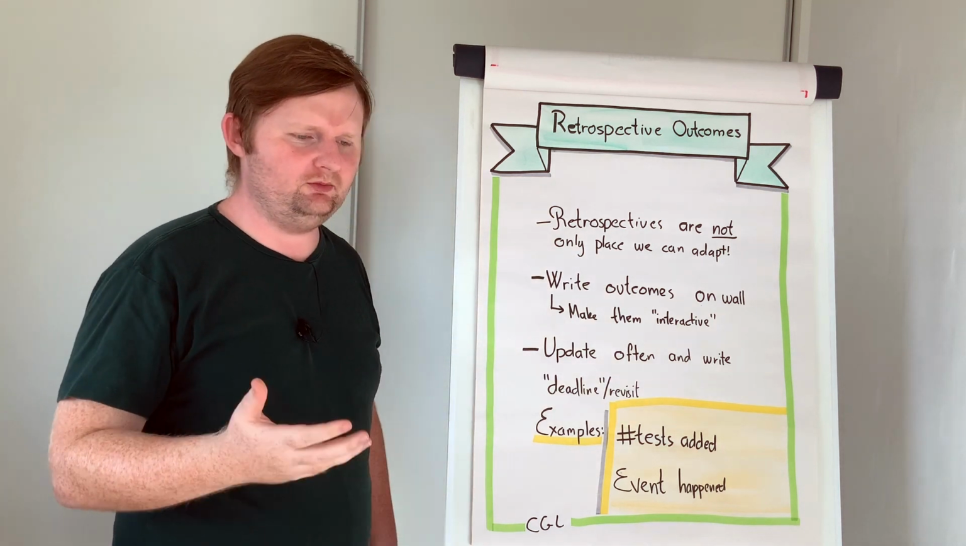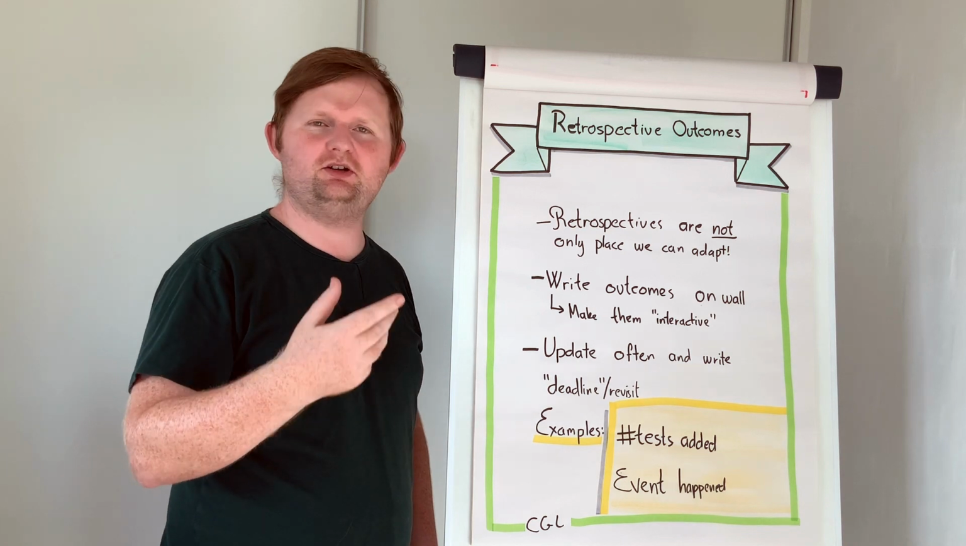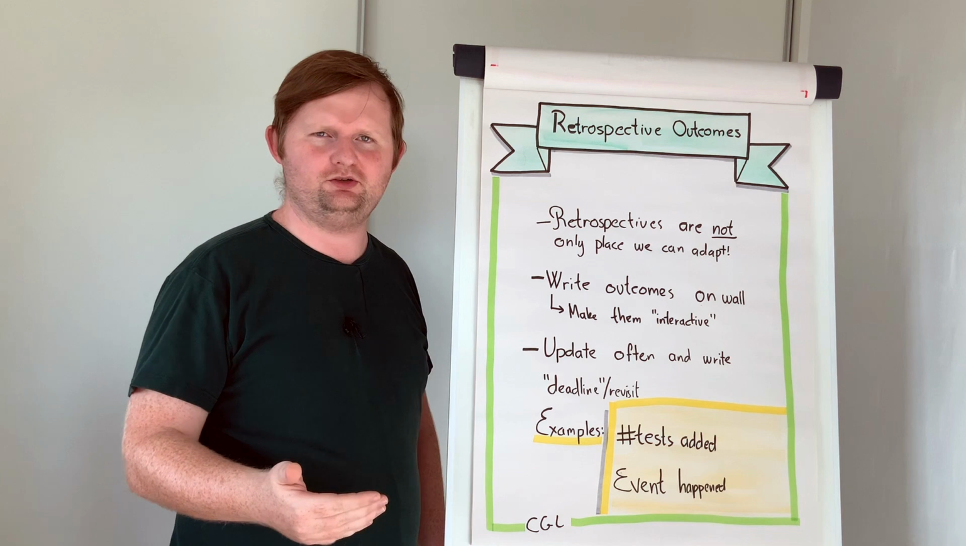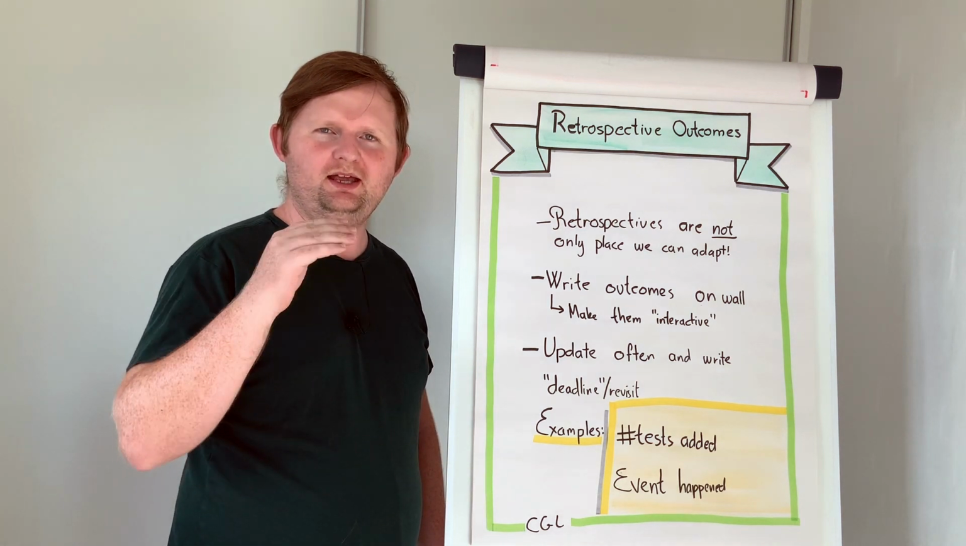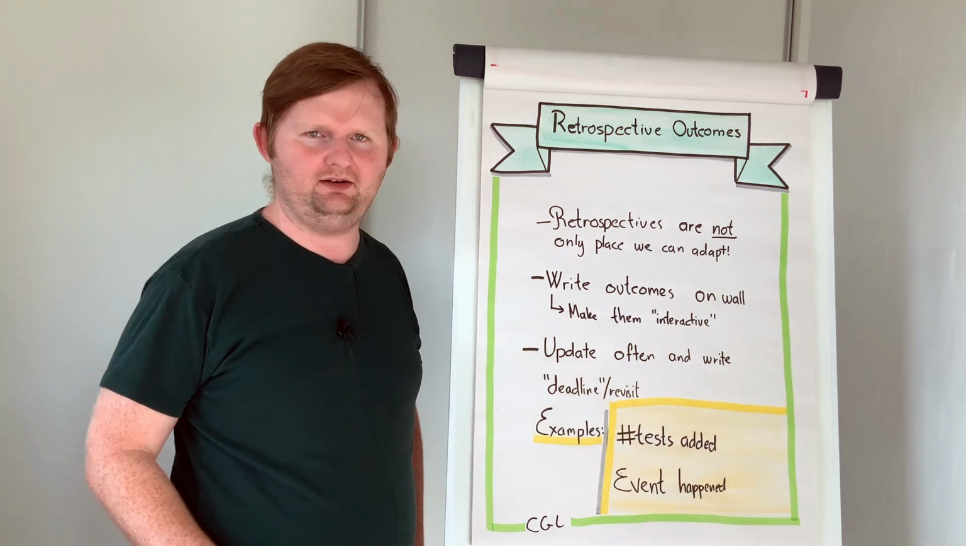So making it more tangible is making it easy to measure if we're doing it or not. Maybe put a number on it or put something that we can easily see, is this done or is it not done? And by having this visible, for instance, it could be number of tests added.